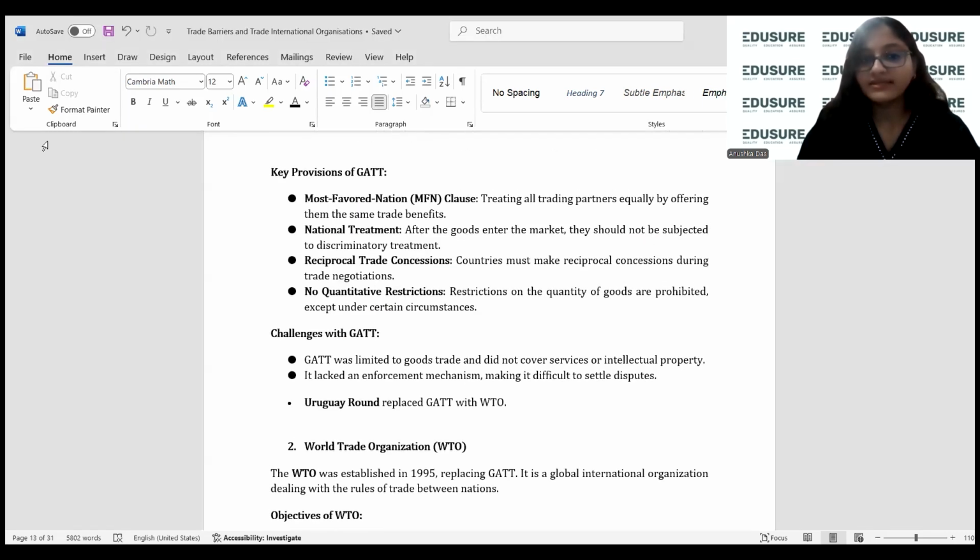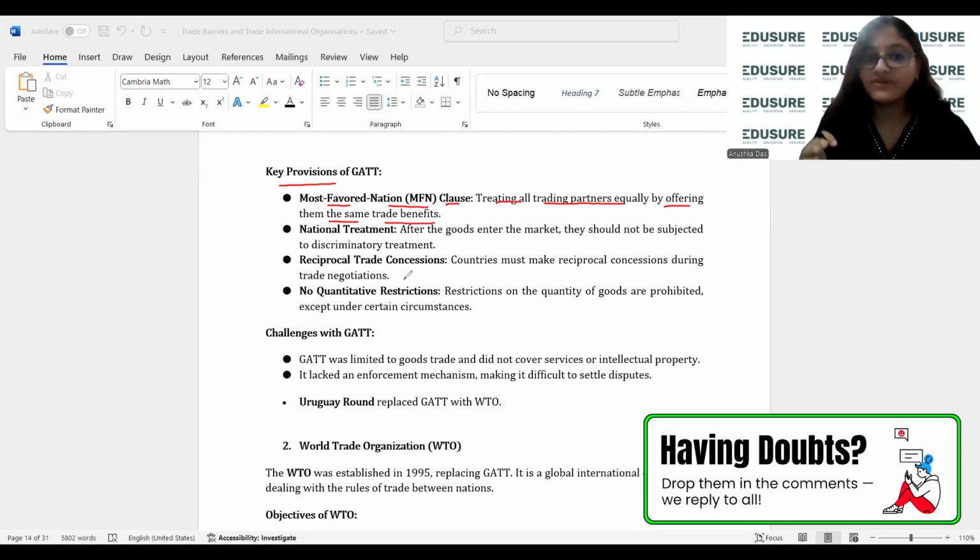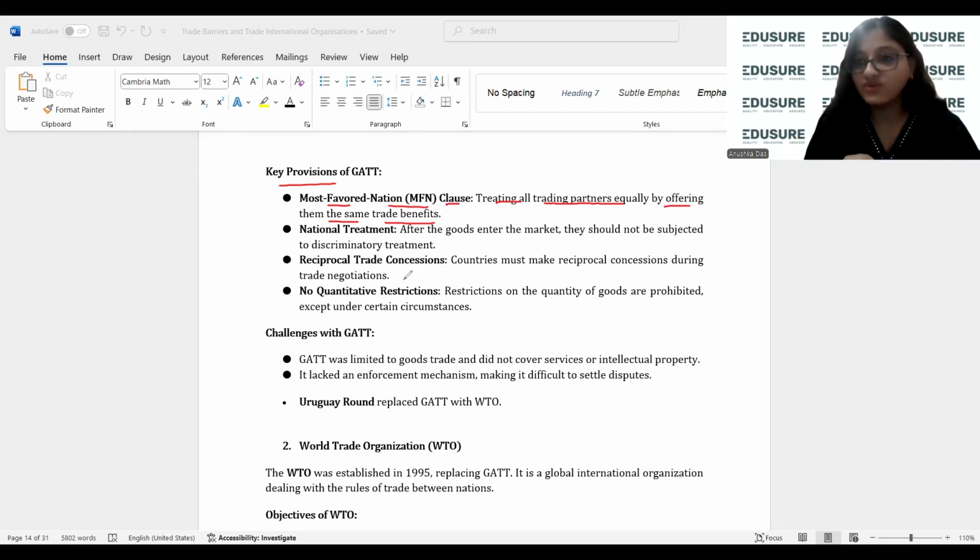Now, the key provisions. First is the most favored nation clause, that is treating all the trading partners equally by offering them the same trade benefits. No country will get additional benefits due to, suppose, its status or its size. If the GDP is more, it doesn't mean that that country will get more benefits than the other countries. So most favored nation means all the member countries who have agreed to the GATT agreement will get the same opportunity and the same benefits.